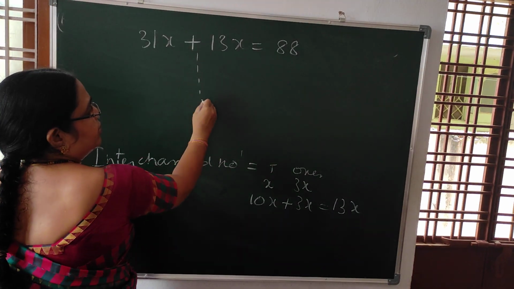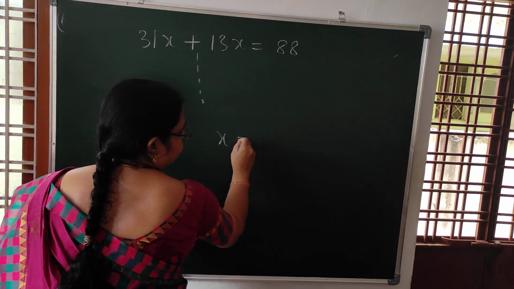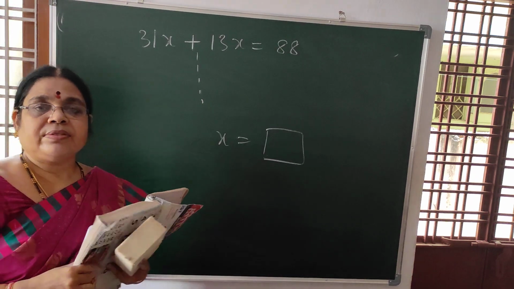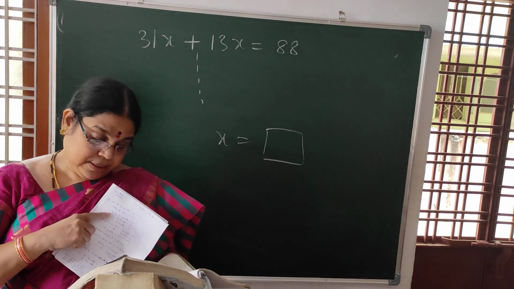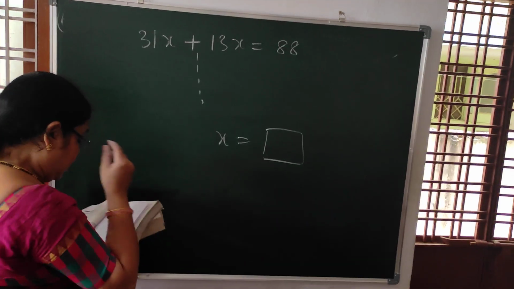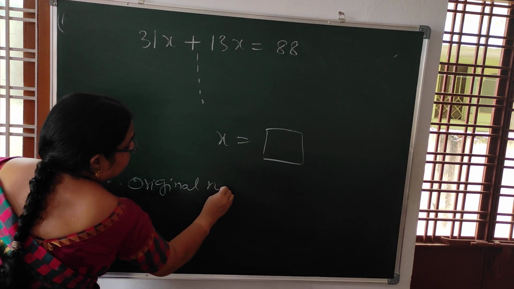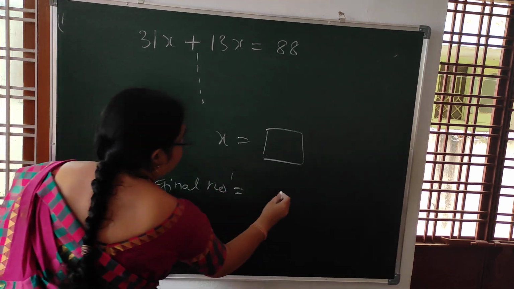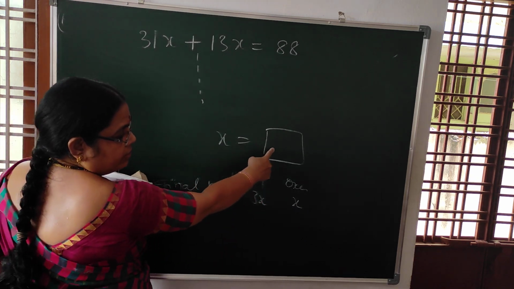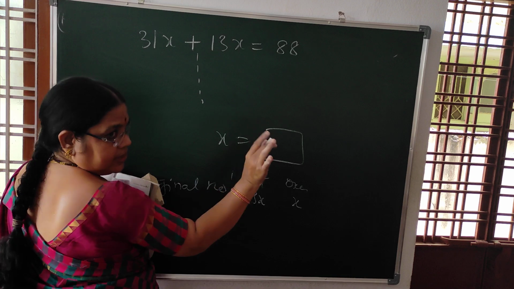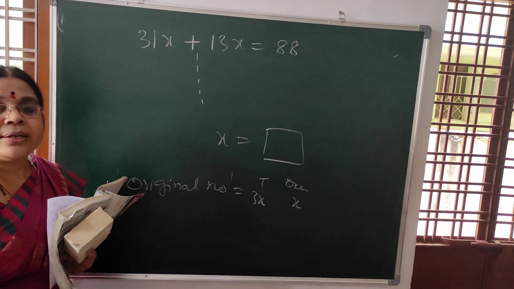As usual, solve this. When you solve this equation, you will get x is equal to something. What is your question? You are asked to find the original number. Therefore, original number is what? Ones place is x, tens place is 3x. So whatever value you get here, for example, you are getting 3, example I am saying, this becomes 9. 3 3s are 9 and becomes 3. So the number will become 93.